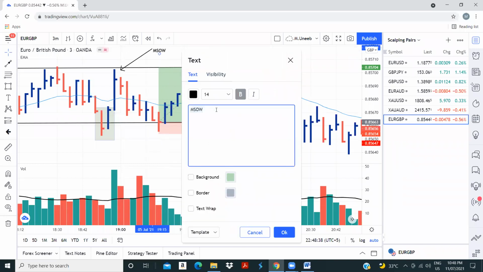Okay. So we call it a buying climax within a range. Do you agree?